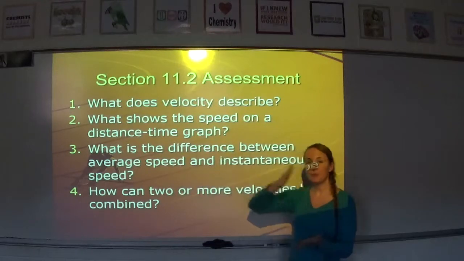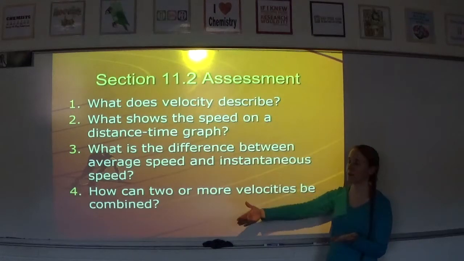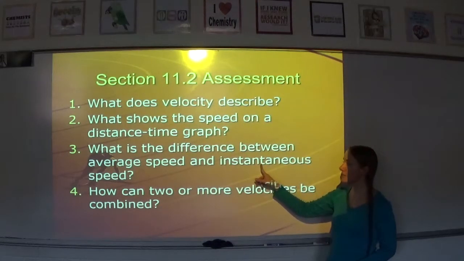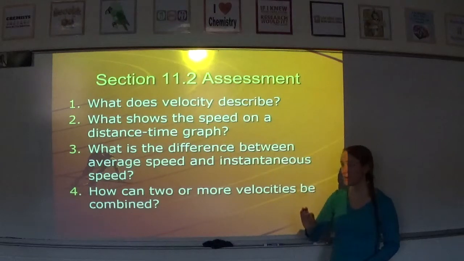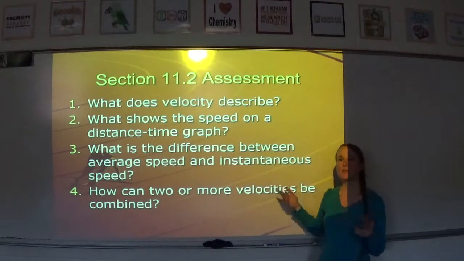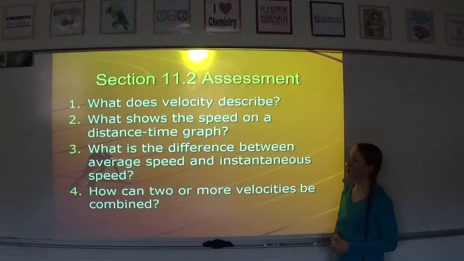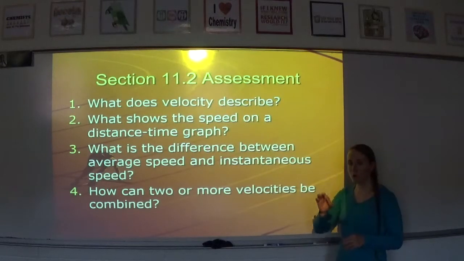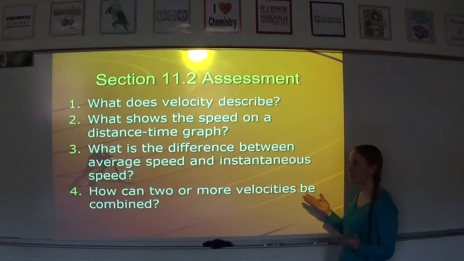What is the difference between average speed and instantaneous speed? Average speed is your speed over a range of time, whereas instantaneous speed is your speed at that moment or at that instant. That's where instantaneous comes from. Okay, so remember, at that moment, what is your speed? So think of a speedometer.